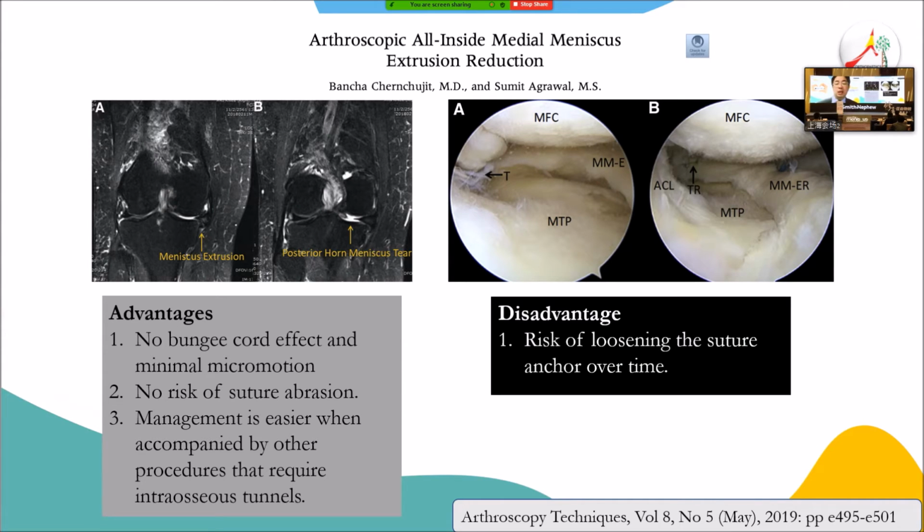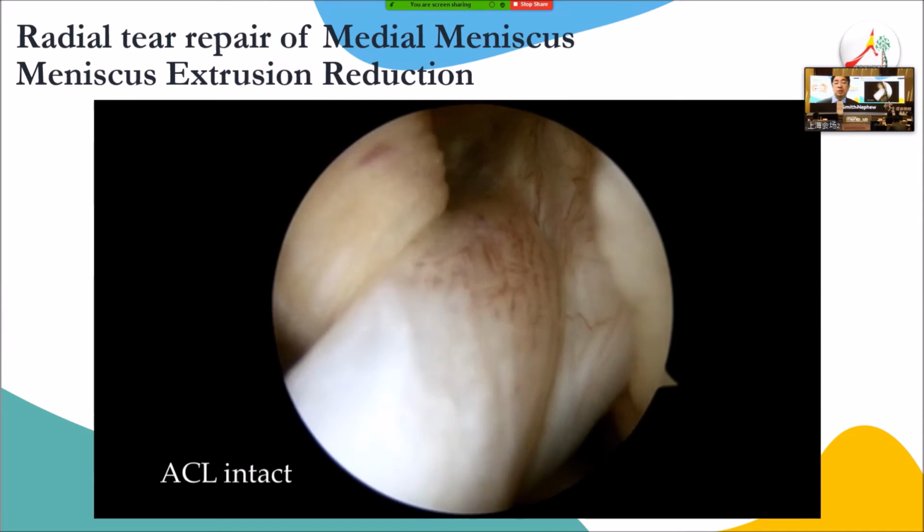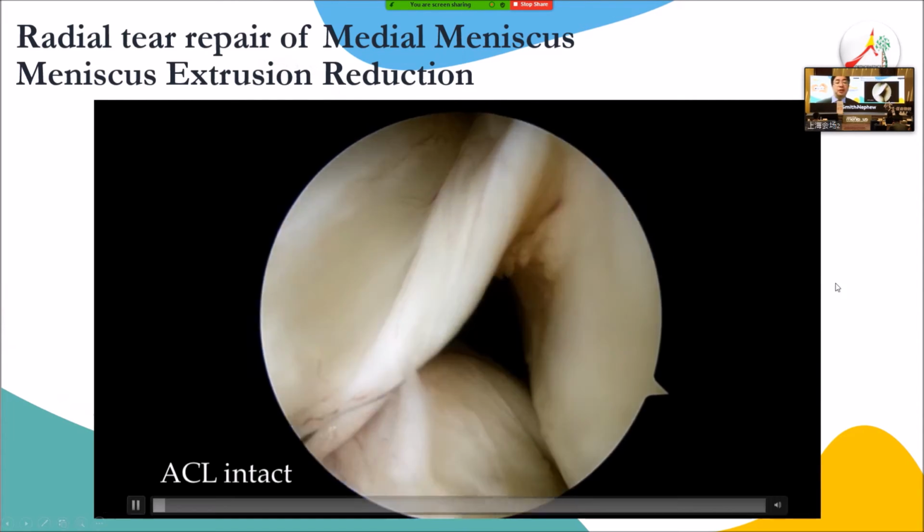Okay, so the advantage of this technique compared to the pull-out technique is that you have no bungee effect, because if you make a long suture, you may have the bungee cord effect, and also some micro motion inside the tunnel, and you have no risk of suture abrasion because the fixation is close to the joint. Okay, and it is easier to manage. In case you need to do osteotomy, in case you need to make a tunnel, you have no problem because you're working on the surface. Okay, so the disadvantage is the risk of loosening of the suture anchor over time, right? Okay, so this is a technique. So this is another patient. They have a meniscus radial tear.